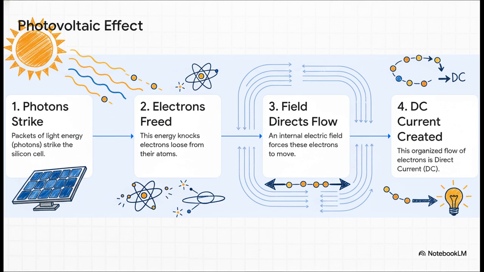First up, these little packets of light energy called photons come flying from the sun and they smack right into the silicon atoms in the cell. Then, that impact has enough oomph to knock electrons loose from those atoms, and here's the really clever part. A built-in electric field grabs those free electrons and starts shoving them all in one direction. And bam! That organized flow of electrons, well, that is electricity. Specifically, it's direct current, or DC power.